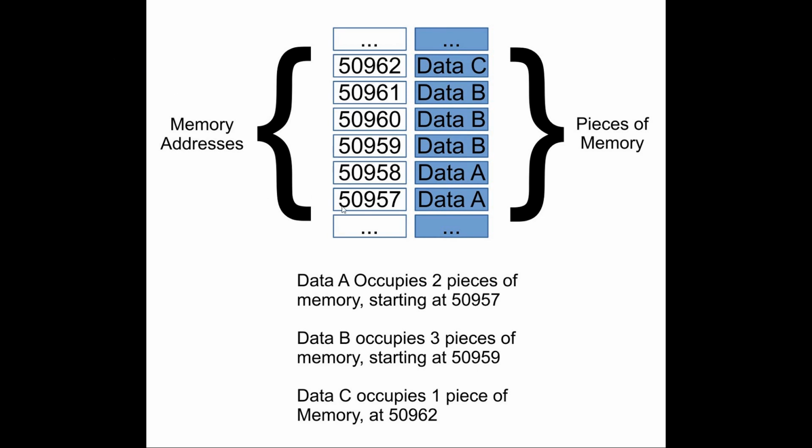So here you see the memory addresses. They're counting up this way, so the lower ones are at the bottom, and you see little pieces of data here. And in this video we're going to be looking at this data B, this little chunk right here. So you see data B occupies 3 pieces of memory starting at 50959 right here. So this is going to be our variable in this video.